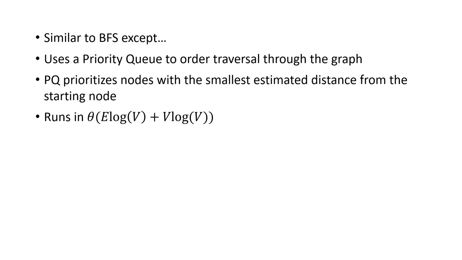And this priority queue prioritizes nodes with the smallest estimated distance from the starting node. So the next node in our priority queue will be the node that we think will be closest to the starting node that we haven't gone through yet. And Dijkstra's runs in theta of E log V plus V log V time instead of E plus V like BFS because we need this extra log factor to help maintain our priority queue.